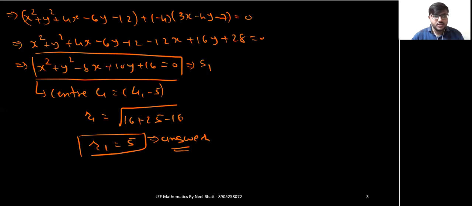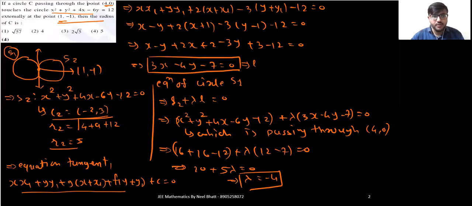Okay, so just check, that is the option number 4 we have given. So what we did in this, we have to find out the equation of a tangent of the circle 2, which is given to us. This is the equation of a tangent.